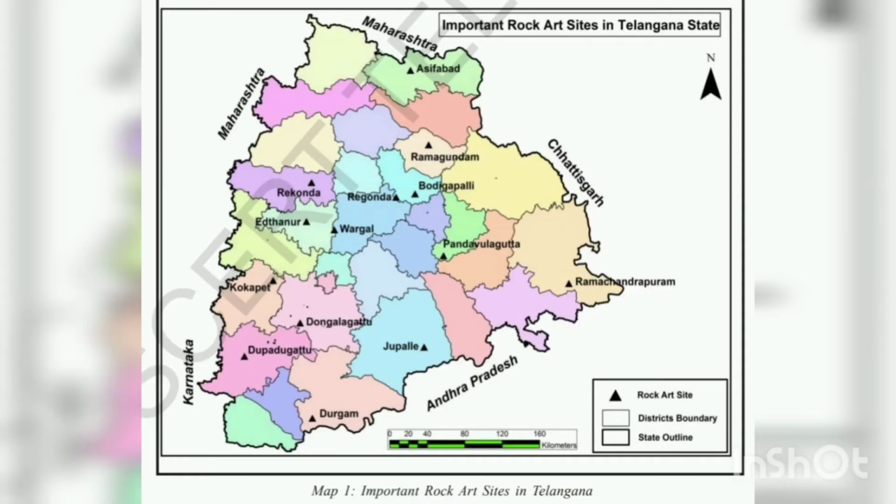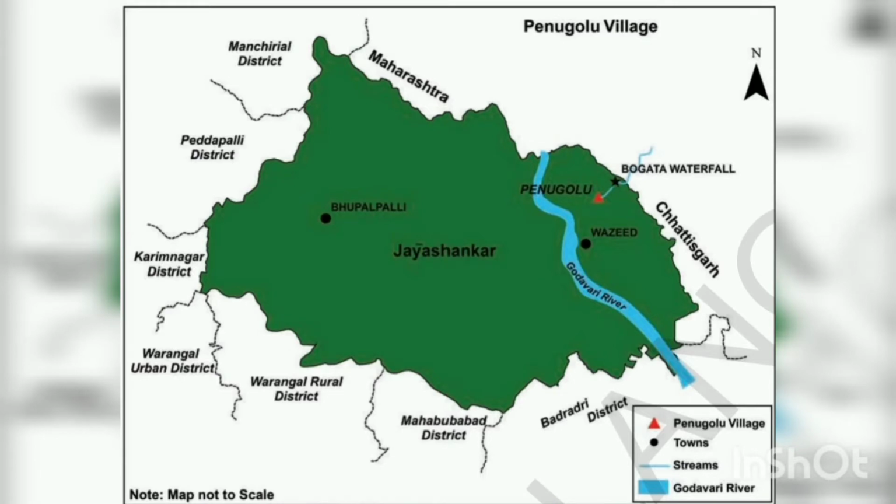Now look at this map here. They have given important rock art sites in Telangana state. They have given a compass rose, one N is there. You can just see it there. Down there is a scale and they have given some symbols also. Then there is another map coming. Let us see this. It is Penagolu village. That's all that is given. Penagolu village. One note they have given down: Map not to scale. That means there is no scale. They have not given the proper measurements. The ratio is not there in the measurement. That I will tell you when we go to the scale.